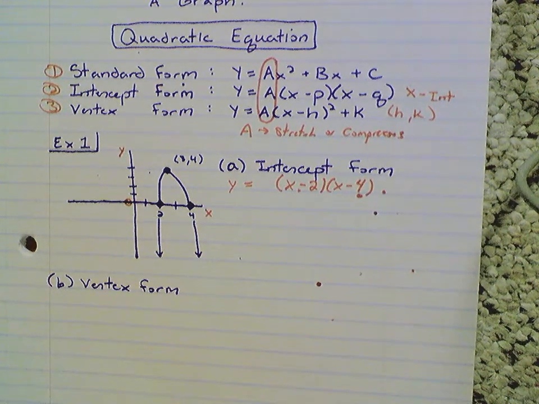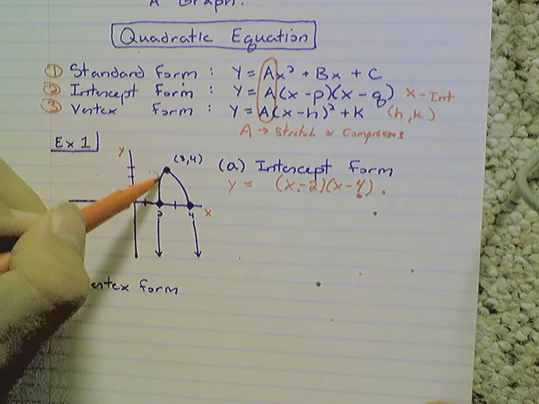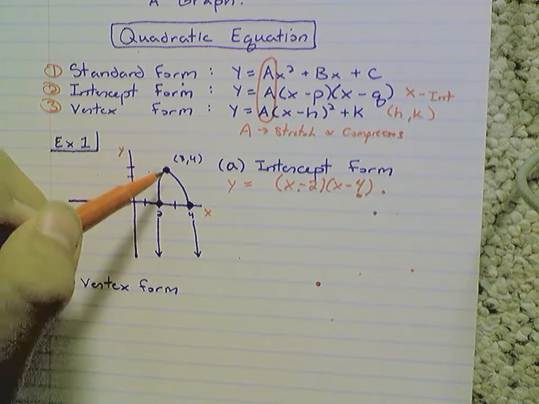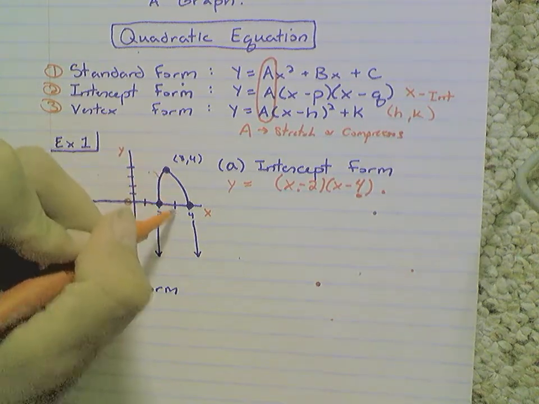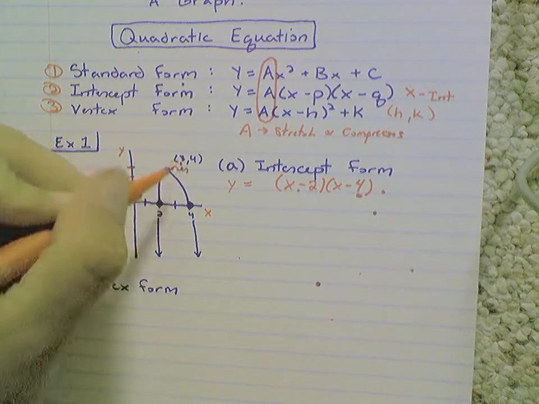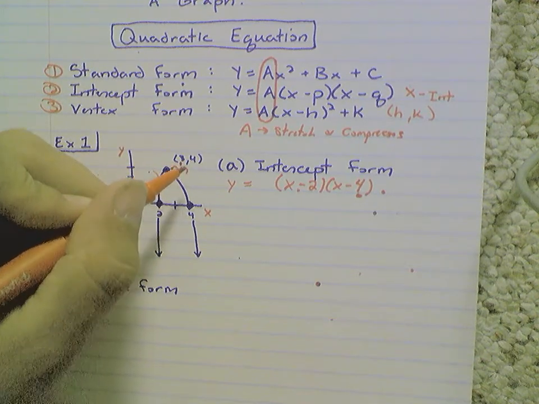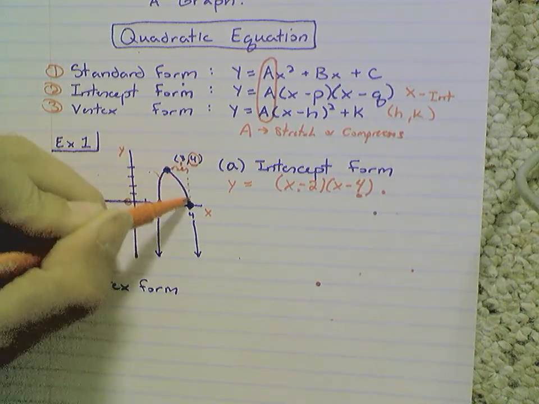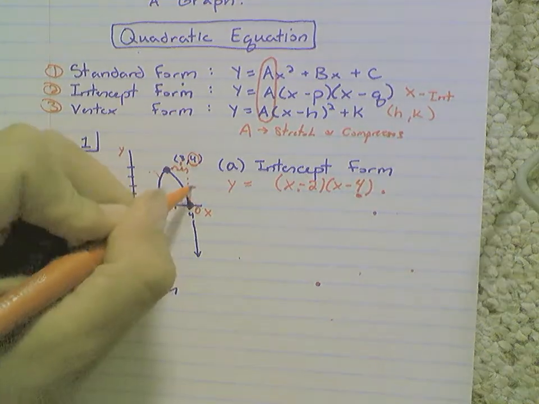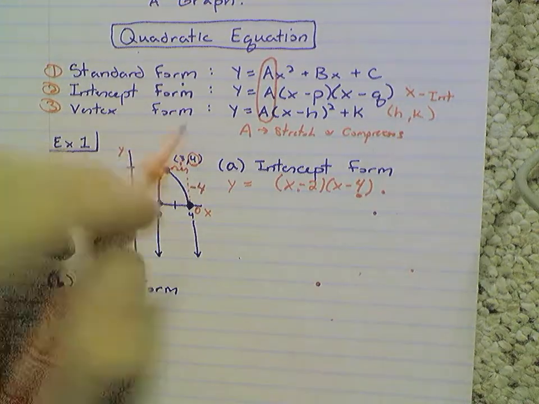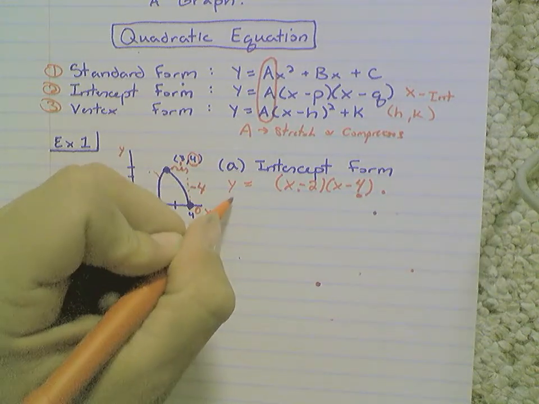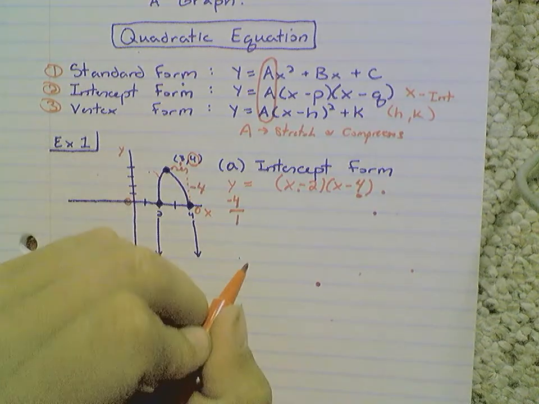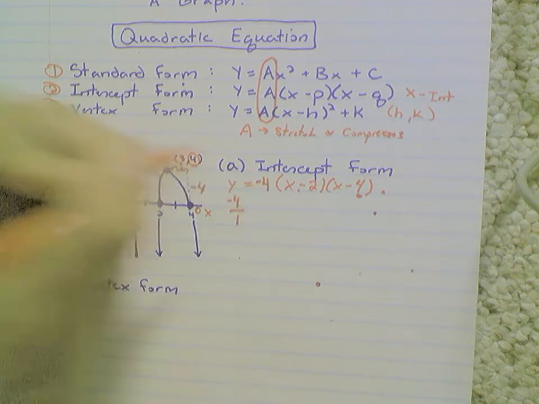Now, to finish the problem, all we need to do is find our a. Our a is always the stretch or compress. It's kind of like the slope, but it's always over 1. So when we move 1 unit over, how much does our graph change? Well, in this case, we go from 4 down to 0. So our graph went down 4. So a is my rise, which in this case is negative 4, over my run, which is always going to be 1. So my a is negative 4.